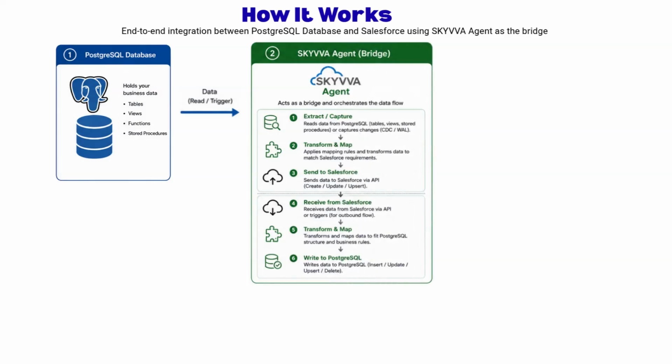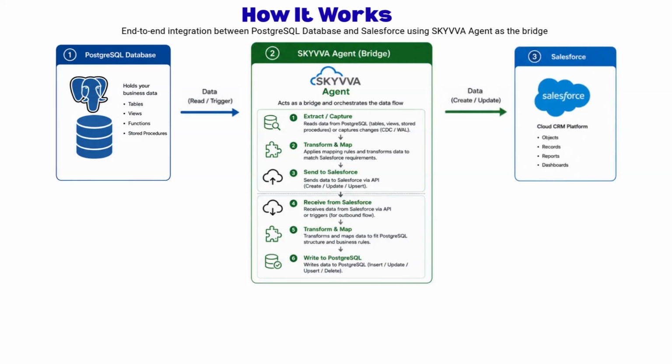Step 2. SKYVVA Agent reads or captures data. Next, SKYVVA Agent connects securely to PostgreSQL. The agent can retrieve data in several ways: reading database tables, querying database views, executing stored procedures, capturing database changes using change data capture, CDC, and the PostgreSQL write-ahead log, WAL.